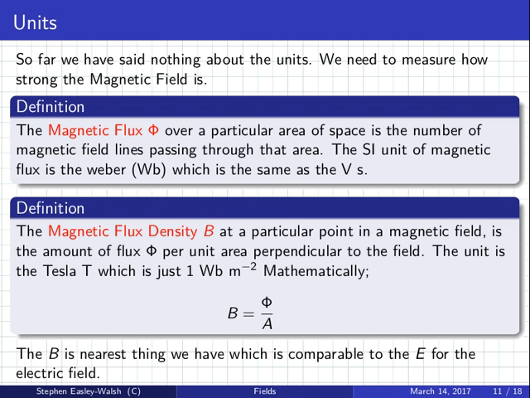Did you write that down? Yeah. So what is this kind of like? It's a little bit like pressure nearly, because you divide by area. And just so you know, the B is the nearest thing we have which is like the E in electric fields. So the B is like the E for electric fields. It's not quite the same, of course, but it's like it.